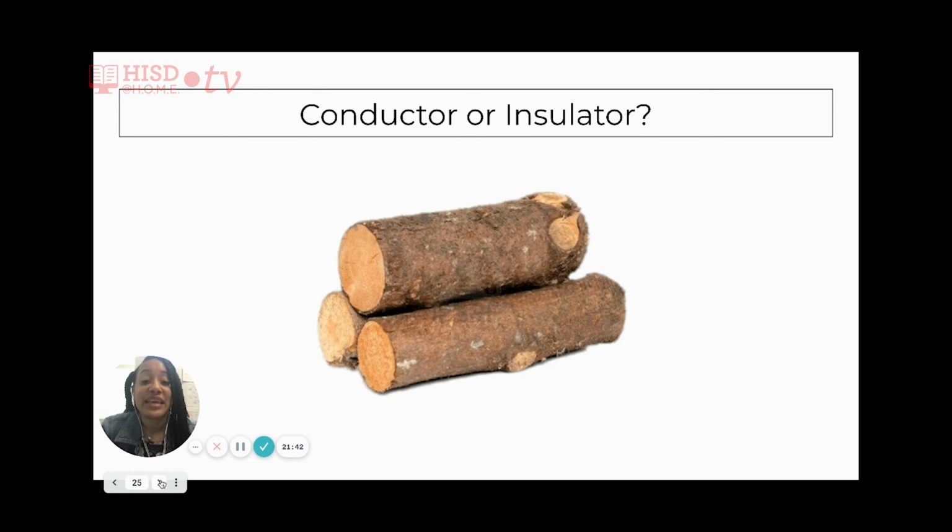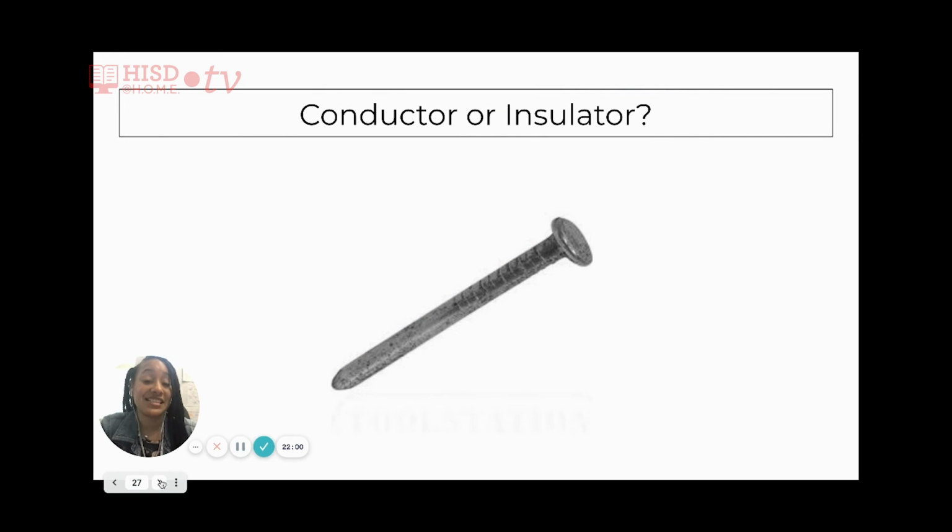This next picture, is it a conductor or an insulator? If you answered insulator, you are correct again. The electrons in wood do not easily move from one atom to the next. And what about this nail? Is it a conductor or an insulator? Yes, it is a conductor.